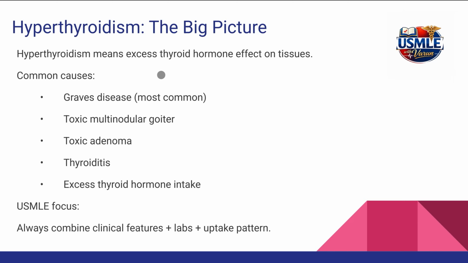So hyperthyroidism means excess thyroid hormone effect on the tissues. The common causes include Graves' disease, toxic multinodular goiter, toxic adenoma, thyroiditis, and excess thyroid hormone intake. The USMLE focuses on questions, and we have to answer those questions by combining clinical features, labs, and how the radioiodine uptake occurs, and we can narrow down to one specific diagnosis among these.